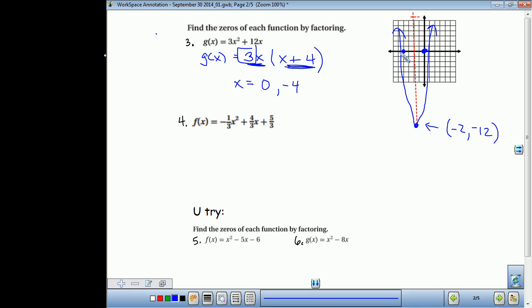Okay, so in reality, I would have loved to have hit my zeros when I was graphing it, but it just didn't happen. All right, so let's look at example 4.